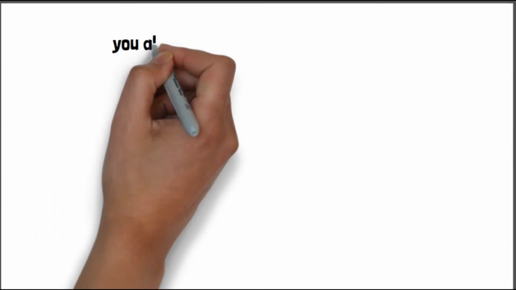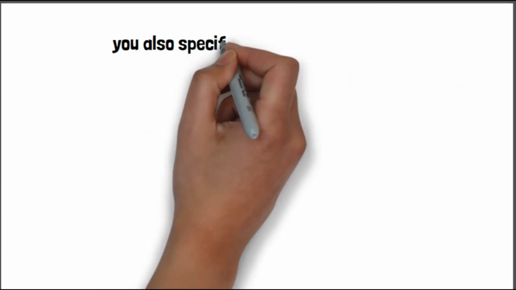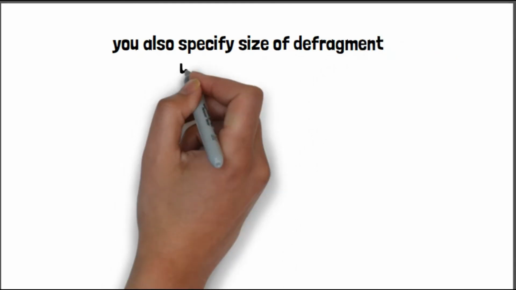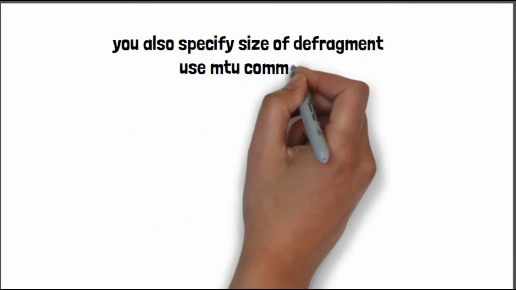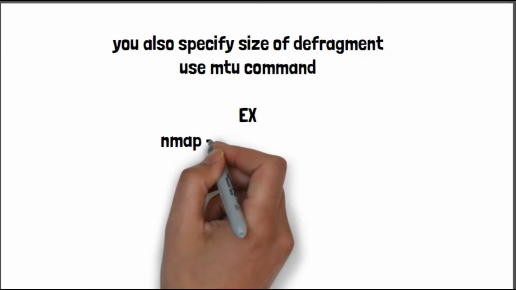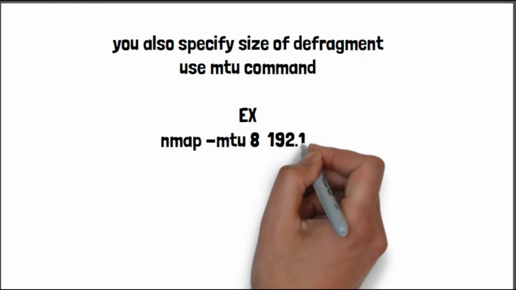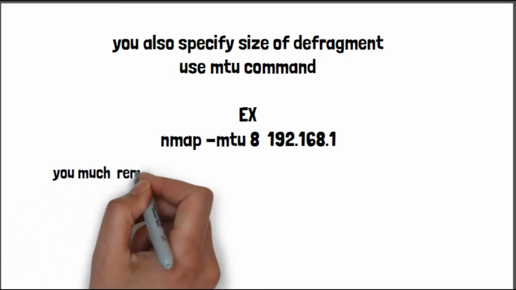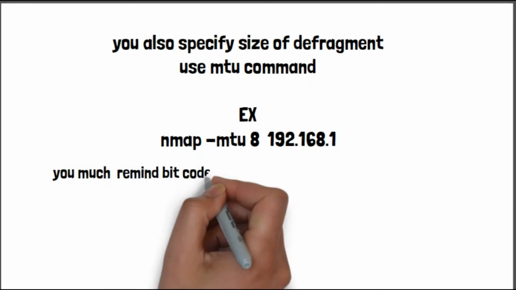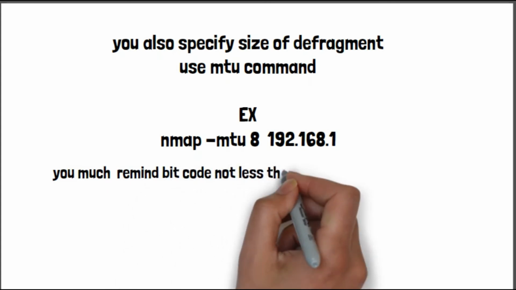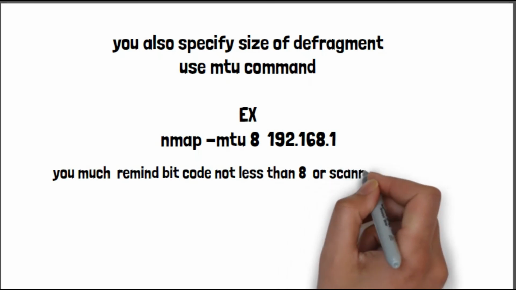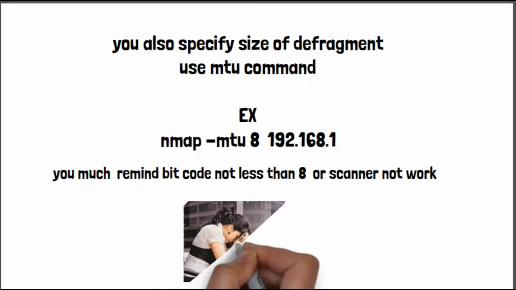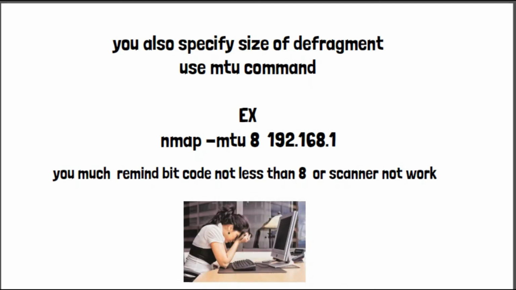Second, you can also specify the split amount you want. How? For the fragment packages you can use the --mtu command. Example: nmap --mtu, then input the IP of the victim. Remember that you must put a value not less than 8, otherwise Nmap is not able to work.